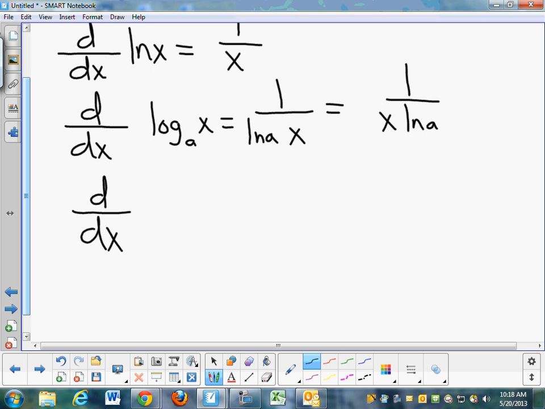The derivative of a to the x is equal to a to the x times the natural log of a.